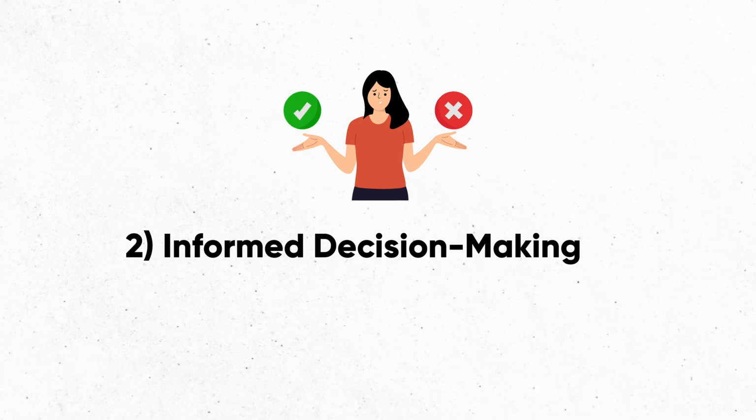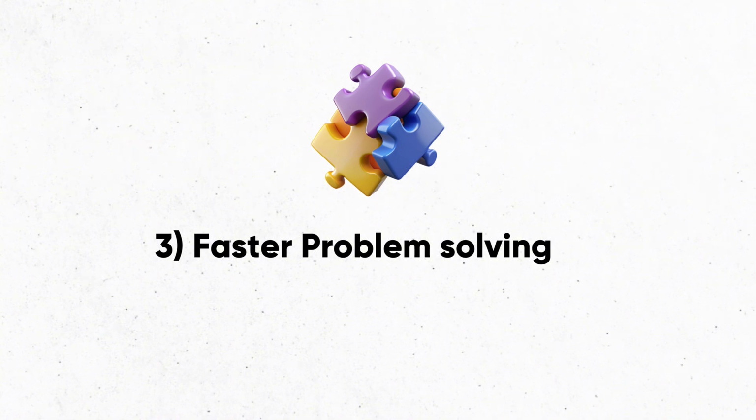Second is informed decision making. Technical knowledge enables PMs to make more informed decisions and prioritize features and functionalities better. Third is faster problem solving. If you know about technology, how systems work, how data passes from one system to another, this will help you to diagnose problems better. And you can also do root cause analysis of problems, leading to quicker resolutions.